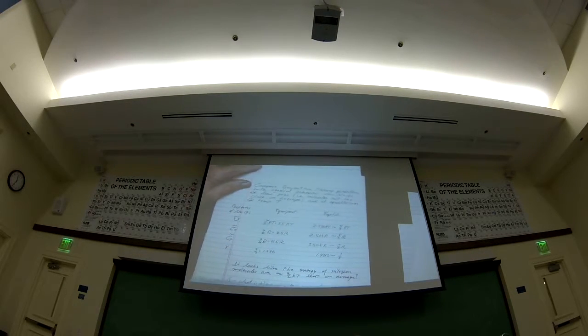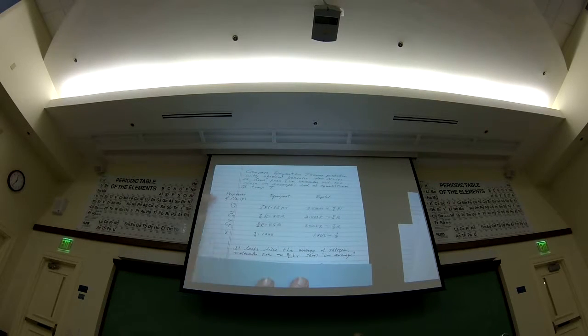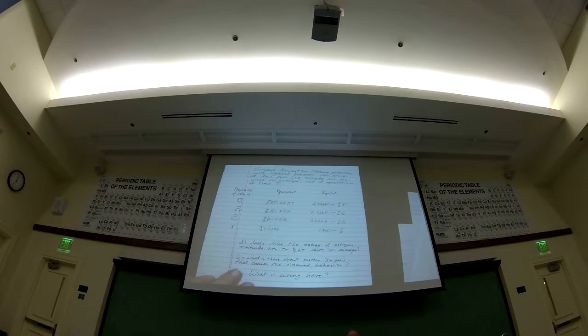So it looks like the energy of nitrogen molecules is about 2/2 RT, or kT, short on the average: 2/2 kT per molecule on average, or 2/2 RT per mole. Just RT. So the question is, what is there about matter that causes the observed behavior, or what's wrong here?